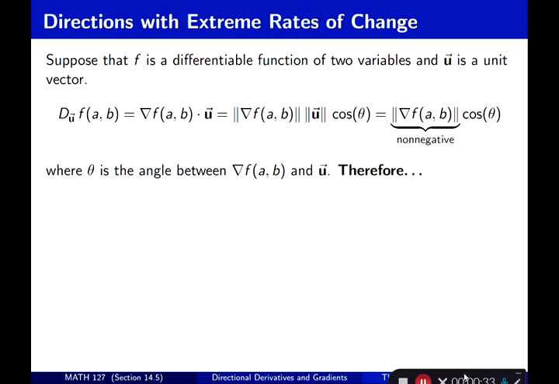The dot product is the magnitude of the first vector times the magnitude of the second vector times the cosine of the angle between them. The magnitude of the second vector, a unit vector, is equal to 1. So now you have the magnitude of the gradient times cosine theta as the directional derivative in direction u.